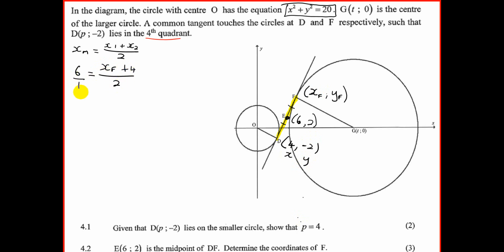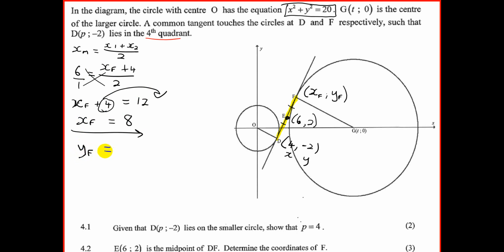So we're going to put 6 over 1. Cross multiply, we're going to get xF plus 4 times 1 is the same thing, and 6 times 2 is 12. So a quick cross multiplication there. And that gives us x for F would actually be 12. We'll take our 4 on that side, becomes a negative 4. That gives us 8. In the same way, we're going to find the y value, which would be y1 plus y2 all over 2.